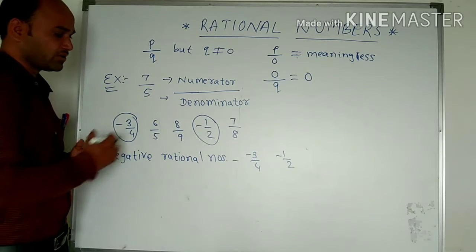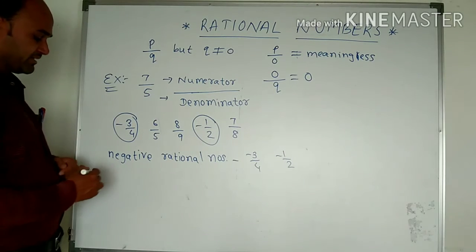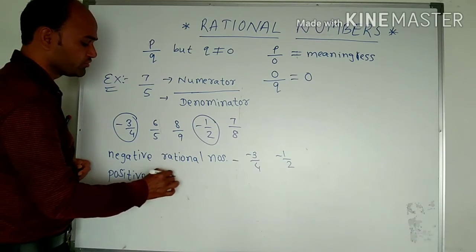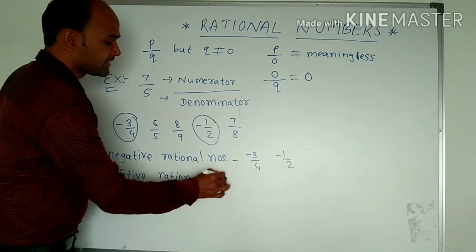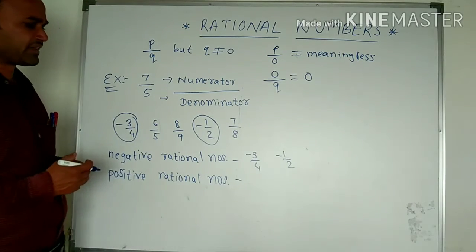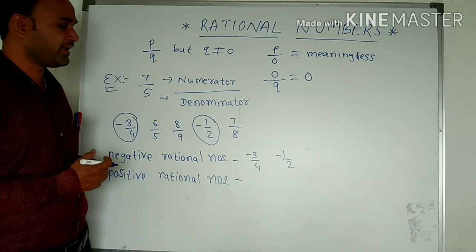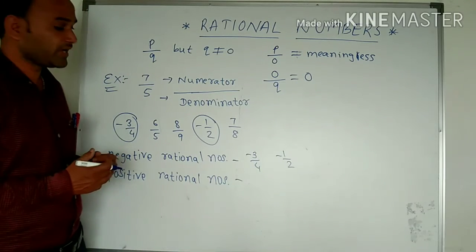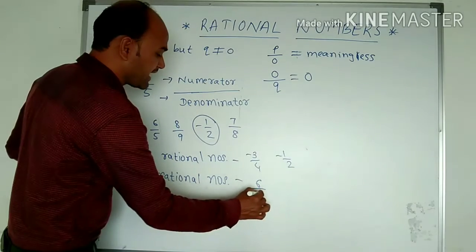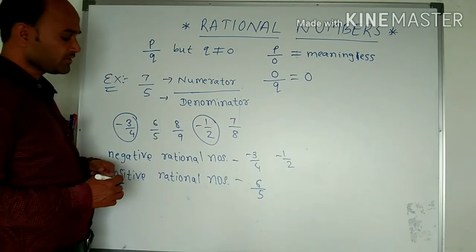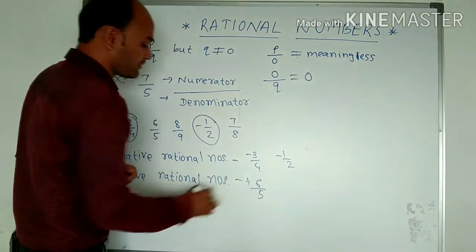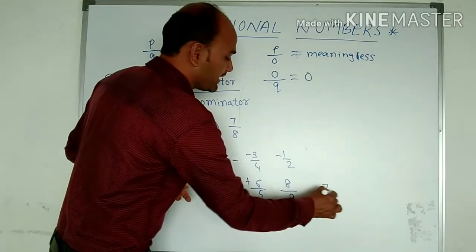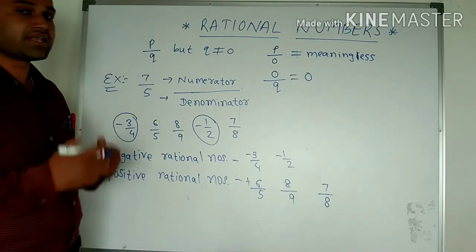The remaining rational numbers are positive rational numbers. Here no plus sign is written, but even if plus is not written, we have to consider it as plus. So 6 upon 5 is plus 6 upon 5, 8 upon 9 is plus 8 upon 9, and 7 upon 8 is also plus 7 upon 8.